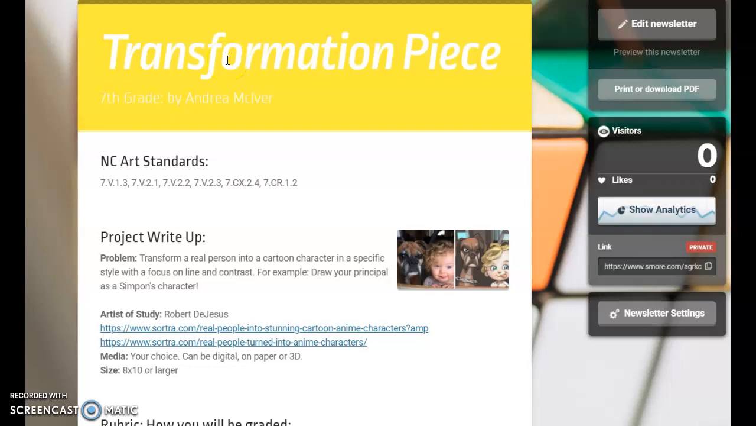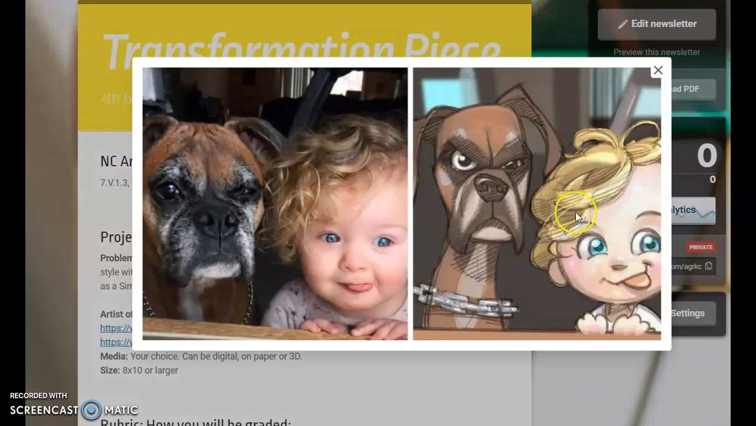All right, welcome to the transformation piece. This is a 7th grade project. You are going to transform a real person into a cartoon character in a specific style with a focus on line and contrast. For example, you could draw your principal as a Simpsons character. I did that one year as a little example, with Mr. Butler as Mr. Skinner from The Simpsons. So here's some examples right here.